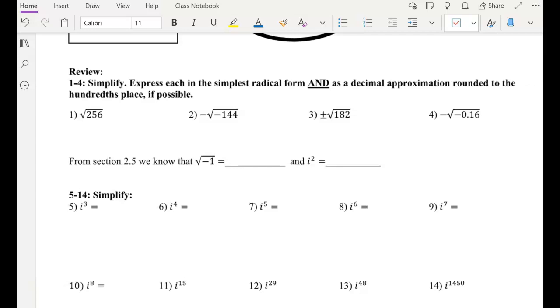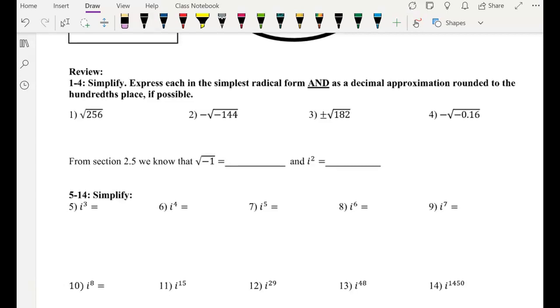Numbers 1 to 4, simplify. Express each in the simplest radical form, and remember, this is an "and." That means, if possible, and as a decimal approximation rounded to the nearest hundredths place, if that is possible.